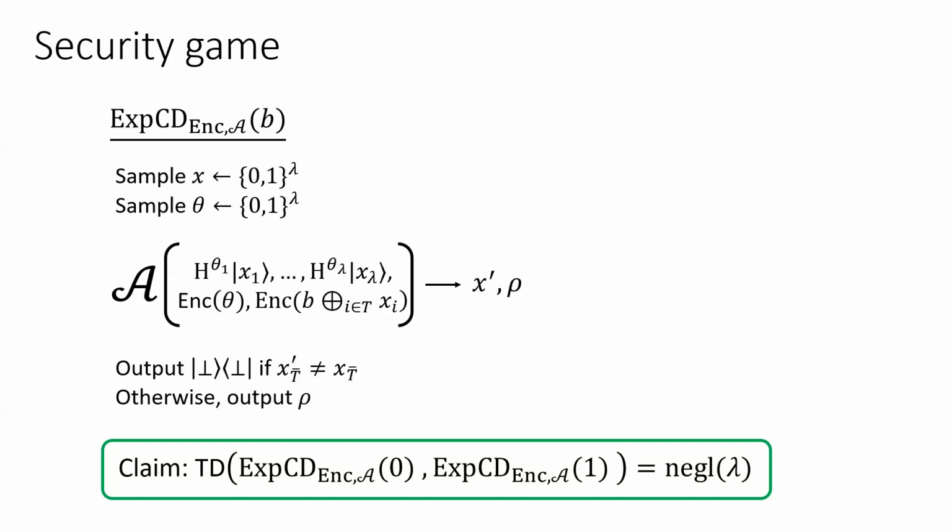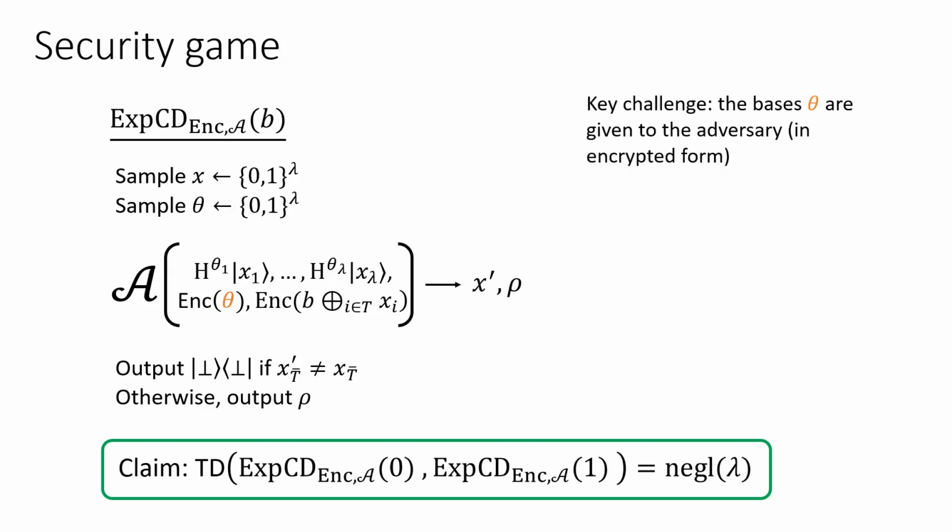Now, the intuition again is, why should this be true? Well, if the adversary doesn't know what theta is, in order for them to pass deletion, they pretty much, intuitively, need to just measure all their states in the Hadamard basis, because they don't know which ones are going to be checked by the verification procedure. And that would establish that these x_i's for i in T are gone. The tricky part of formalizing this intuition is that the bases theta are actually given to the adversary, of course, in encrypted form.